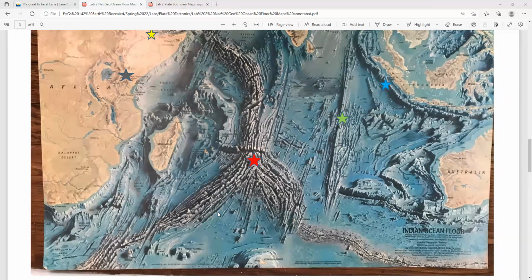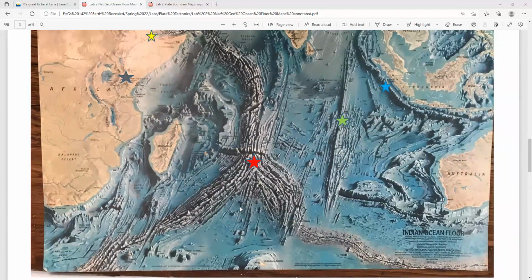Indian Ocean is weird on the bottom, it really is. Okay, so what else? India and Australia and Africa actually is a lot further north too. So India and Australia used to be back down here towards Antarctica with Africa.